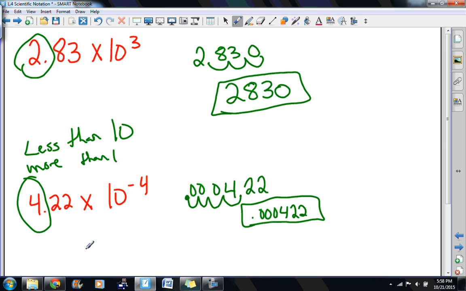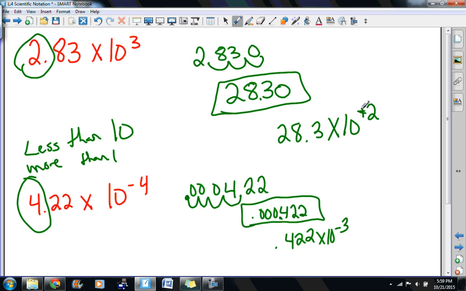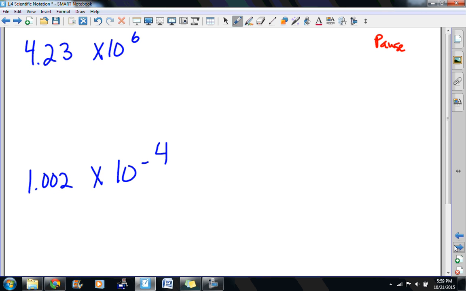So, for example, this number could not be written with the decimal point there. This is not correct because the number in front of the decimal point must be more than 1. On the same token, I could not put the decimal point there and say that. Whoops, positive 2. That is also not correct because the number here would have to be less than 10. So remember, the number in front of the decimal point is greater than or equal to 1, and less than 10. I'd like you to try these two on your own and see how they go.